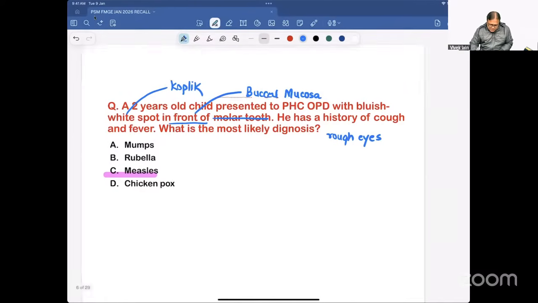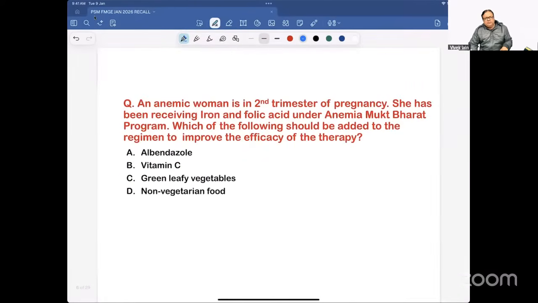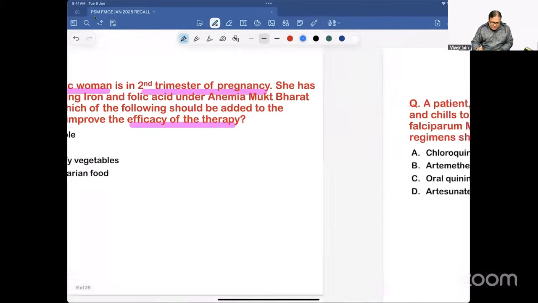Okay. Look at this question. Anemic woman, second trimester of pregnancy. They mentioned receiving iron folic acid under Anemia Mukt Bharat. What should be added to the regimen to improve the efficacy of therapy? If you look at this, they are saying efficacy of therapy, an older FMG question repeated again. Vitamin C helps in improvement of absorption of iron in the diet. Only 10% is a facilitator. Everything else is an inhibitor.